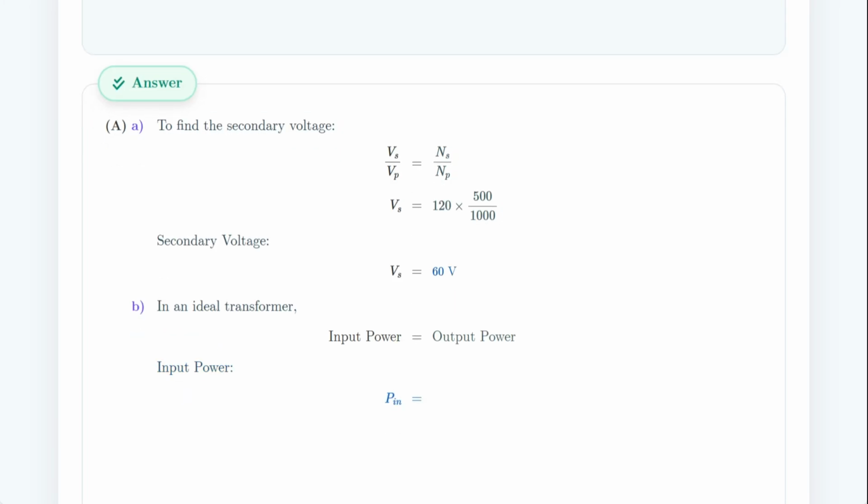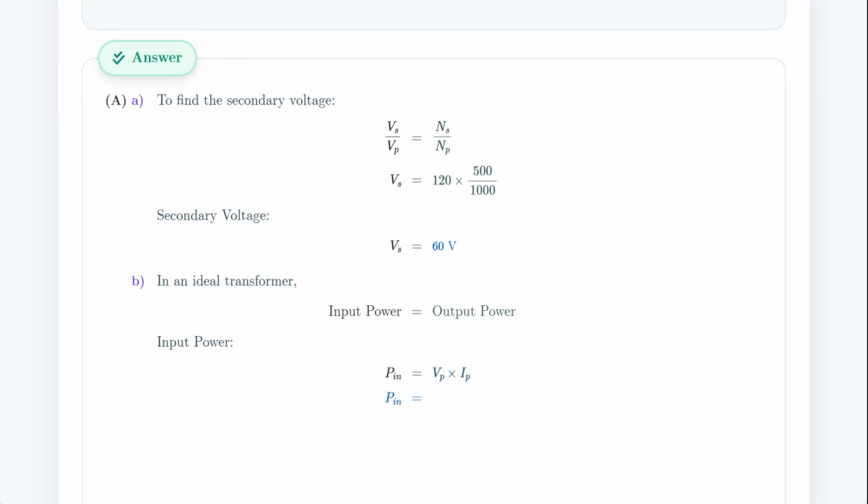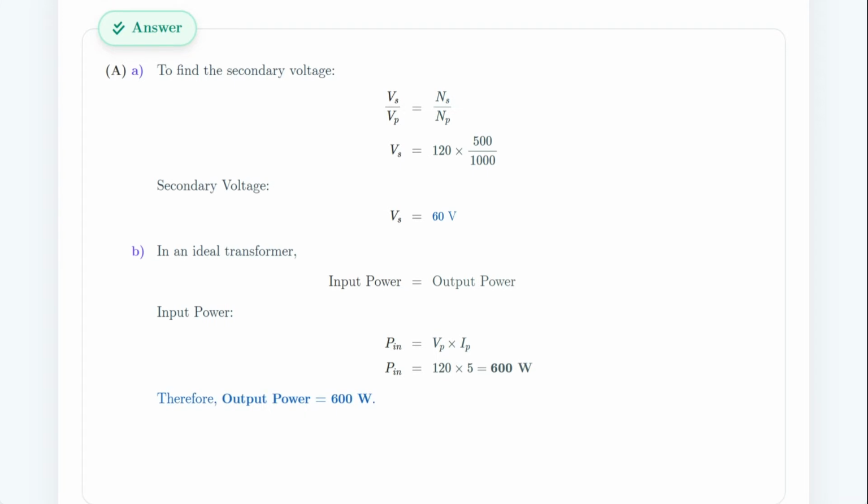Input power is simply the product of primary voltage and primary current. Let's substitute the values. Primary voltage is 120 and input current is 5. So, 120 multiplied by 5 gives us 600 watts. Since input power is 600 watts, the output power must also be exactly 600 watts. That completely solves the first half of our board question.